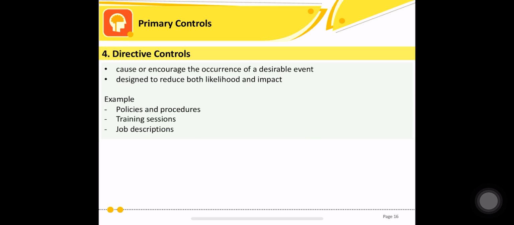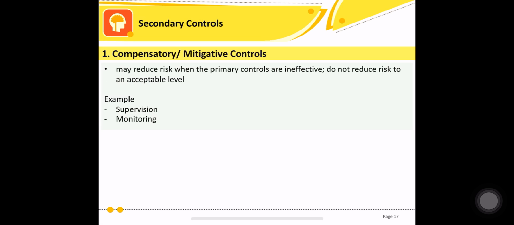Okay, so we're done with the primary controls. Let's move to the next classification. Sorry about that. Next one, we have the secondary controls. Well, technically, if we have primary, then this time we have secondary control.